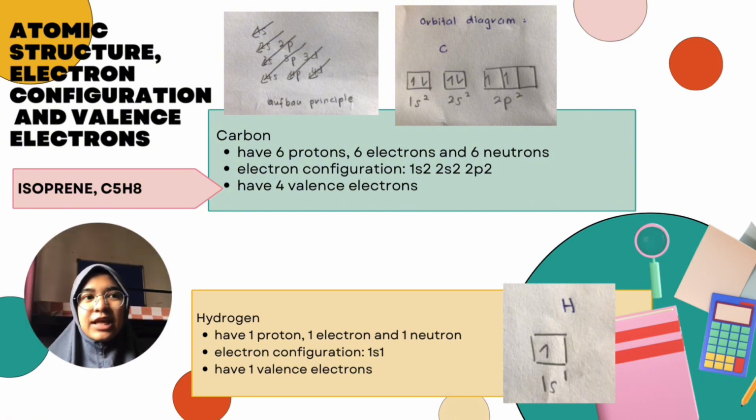Next, the hydrogen atom. Hydrogen is the easiest atom to analyze. Hydrogen only has 1 proton, 1 electron, and 1 neutron. The electron configuration for hydrogen is only 1s1, and the valence electron for hydrogen is also 1. The orbital diagram is as provided in the slide.